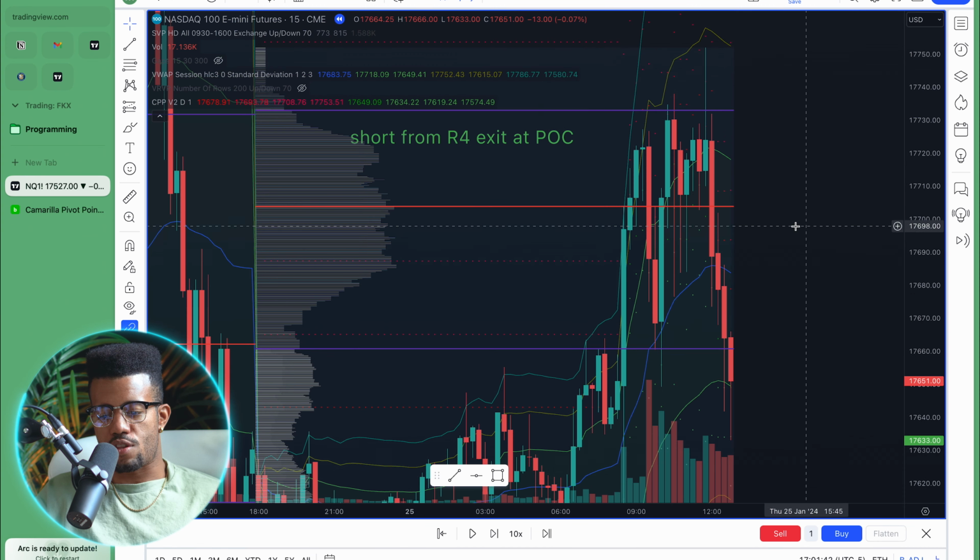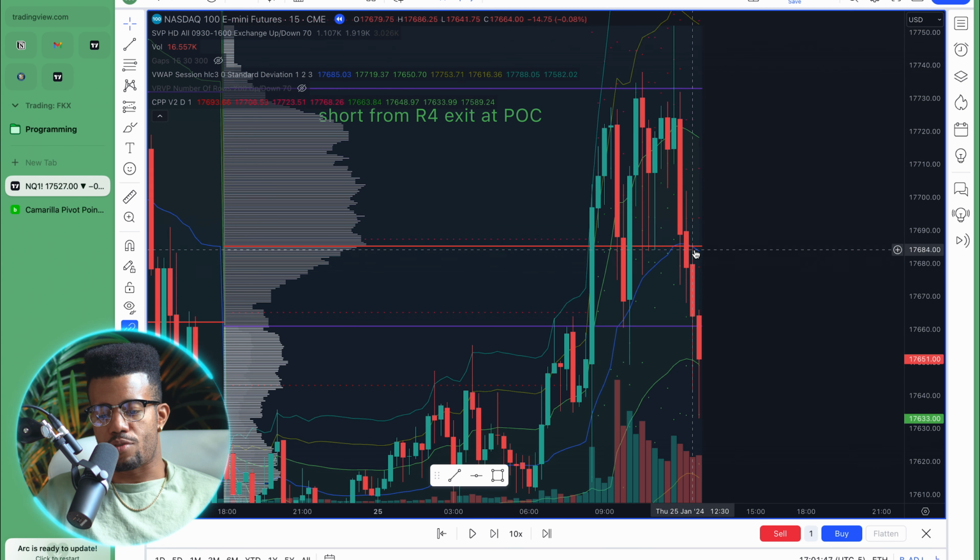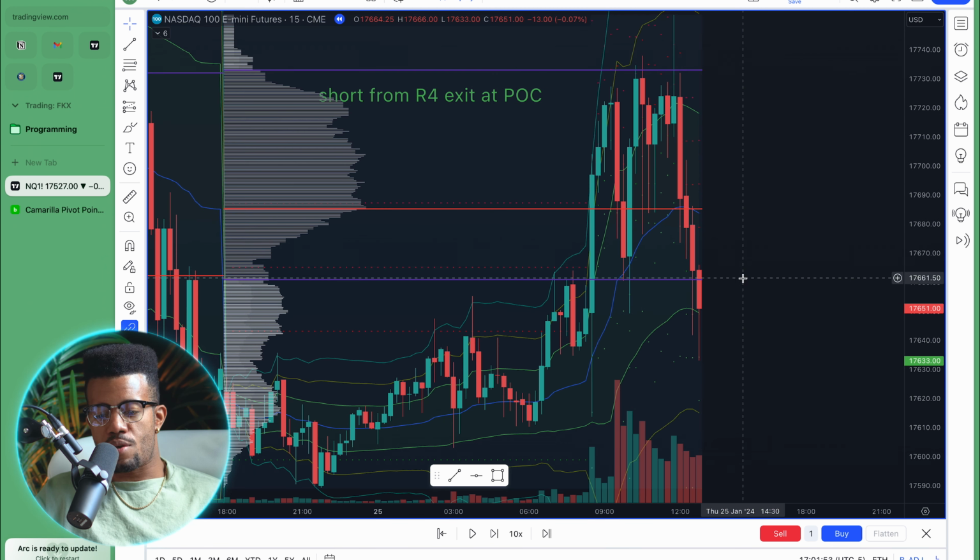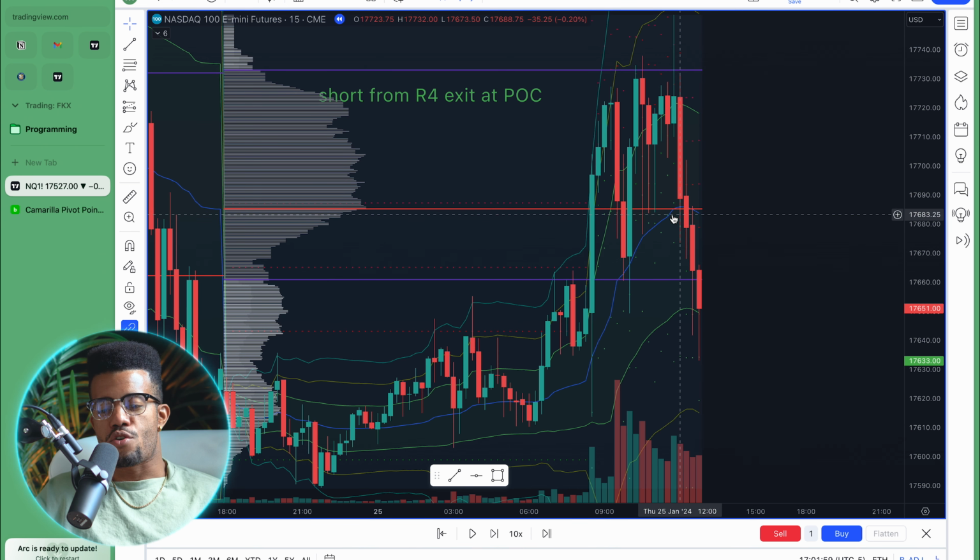And we can also see that the POC was right down here. And we see that VWAP, this blue line, is here. Tons of confluence. I would have exited. Now, you're probably saying, but Forrest, it kept going. Yeah, but I'm not shorting through that. I'm not holding a trade through that, right?